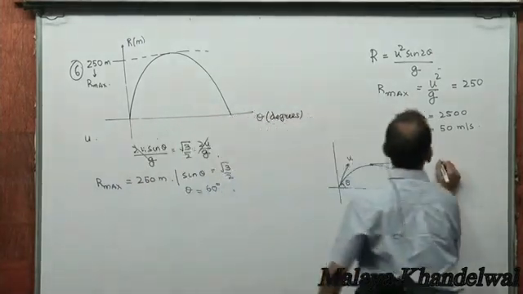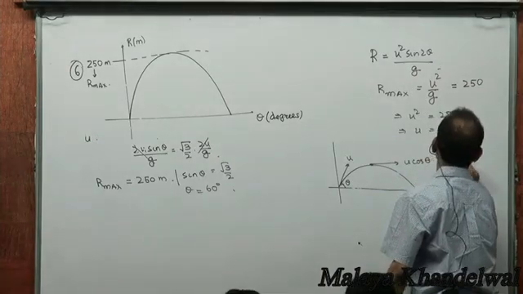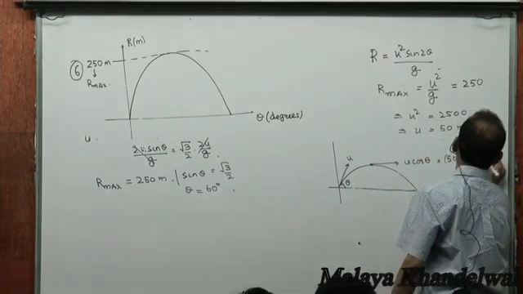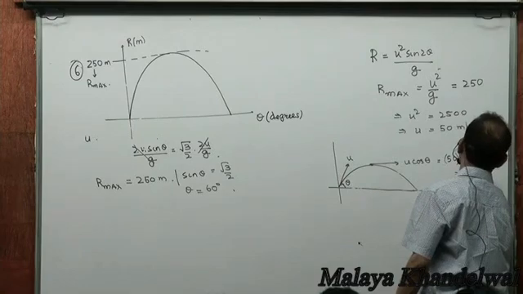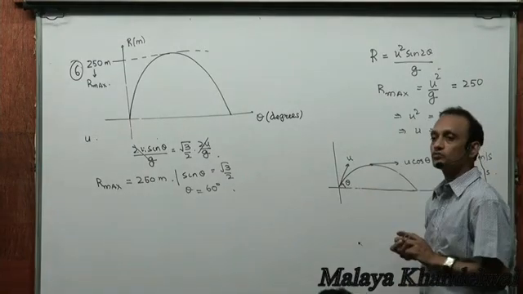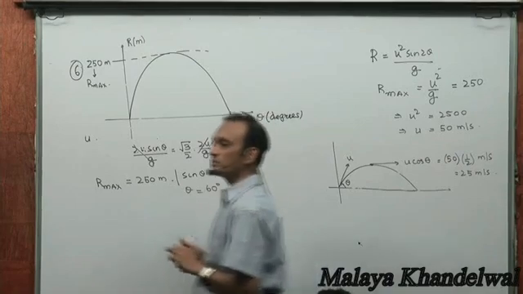So the least speed the particle attains is at the highest point. And u cos theta in this case is going to be 50 into cos 60 degrees. That means 25 meters per second is the least speed of the particle. Yes or no? That's the least speed of the particle.